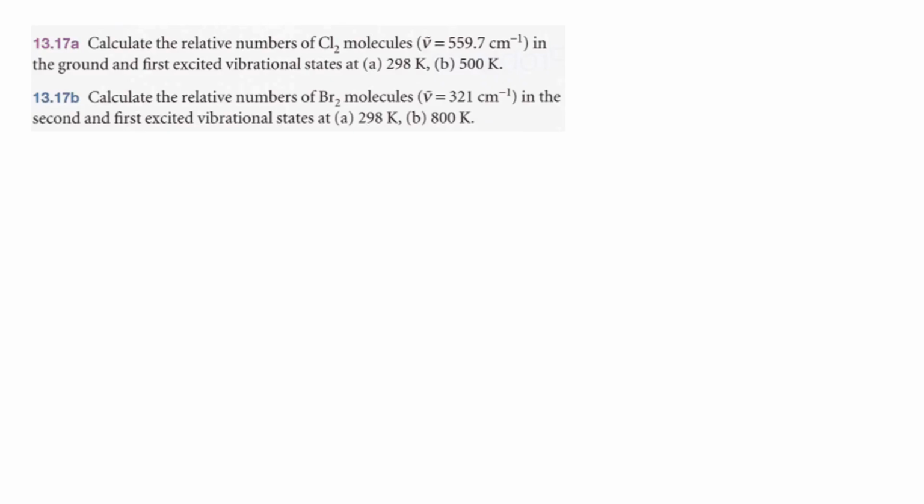Now let us go to the next question. Calculate the relative number of fluorine molecules. This is actually a good question. Here the new bar vibrational wave number is given, and we want the ground and excited vibrational states at two temperatures. How would you proceed for this question? You can determine this using the probability function.